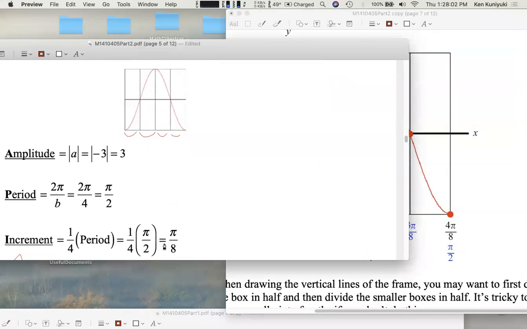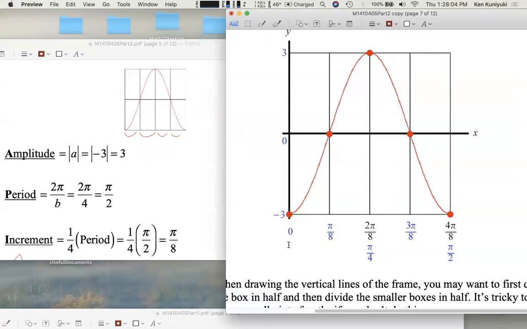Increment, pi over 8. That's the number we're going to keep adding. 0 plus pi over 8 is pi over 8. Pi over 8 plus pi over 8 is 2 pi over 8. That simplifies to pi over 4. 2 pi over 8 plus pi over 8 is 3 pi over 8. 3 pi over 8 plus pi over 8 is 4 pi over 8. That's a check. That simplifies to pi over 2, the period.